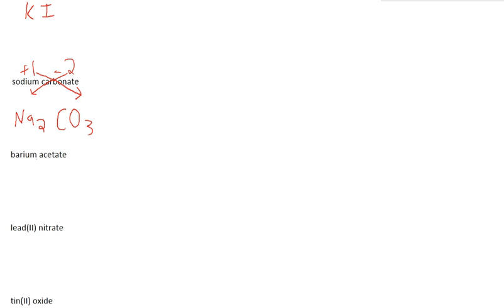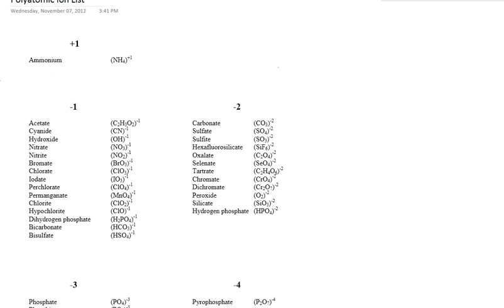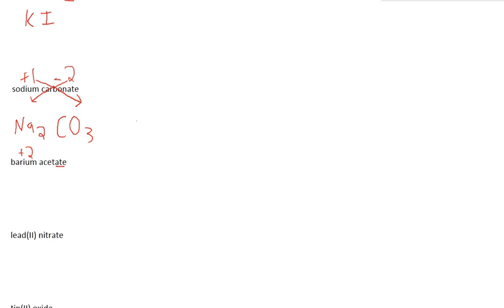Okay, a little faster now. Barium acetate. If you look on your periodic table, we know it's on the left-hand side, and you'll find it in group 2. That is a positive 2. Acetate ends in ATE, so that is going to be something from your polyatomic ion list right here. We find acetate under the -1. It's C2H3O2. So it was a -1.